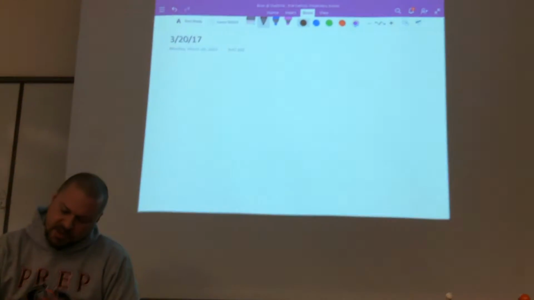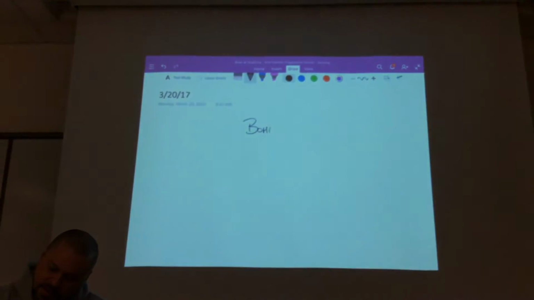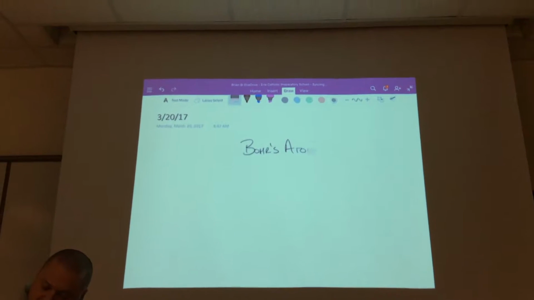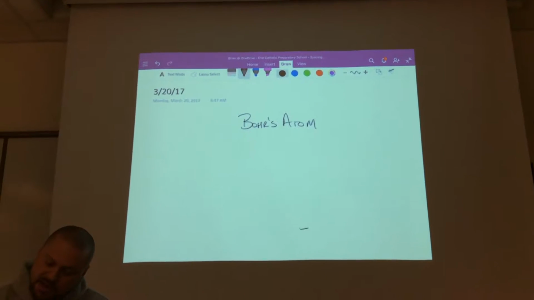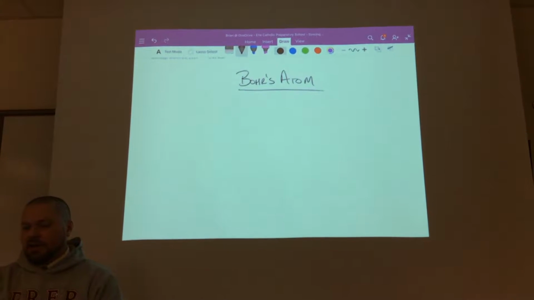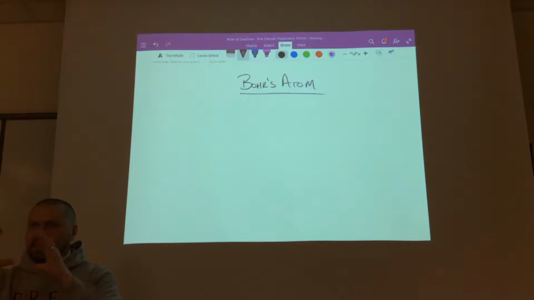All right, so first of all, we're going to talk real quickly about Bohr's atom. In Bohr's atom, we talked about Bohr's atom being like a nucleus at the center, and then we arrange energy levels around it.